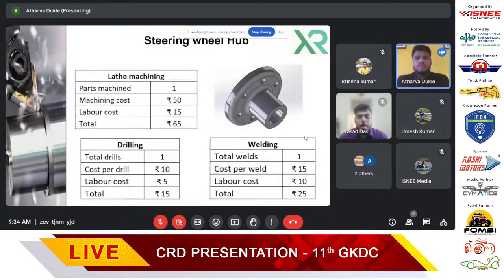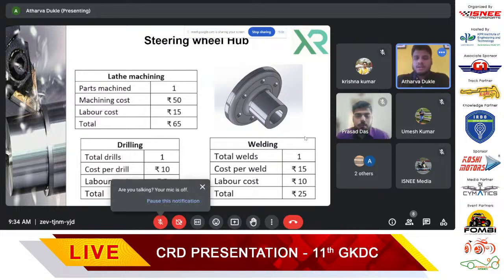Now, moving forward, we have the steering wheel hub. This is an important part, as you know, that it will help us to hold the steering wheel to the steering column and will also help us in moving the steering column in the form of rotation. The processes that we have followed here are lathe machining, drilling, and welding.